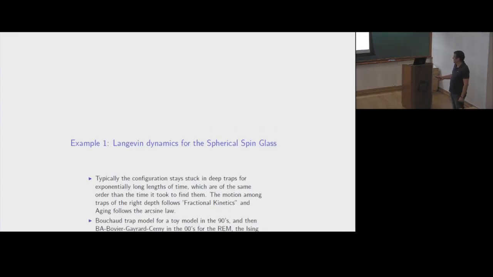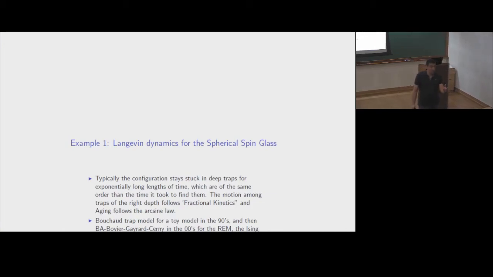So this has been done mathematically first. Bouchaud introduced it, in fact, as a toy model on the complete graph in the 90s. His intuition was that on the complete graph you can compute everything very naturally, and you would find this arcsine law, and he didn't describe it like this, but it's that.